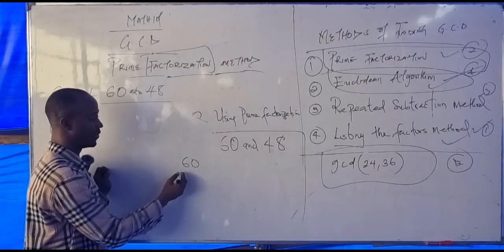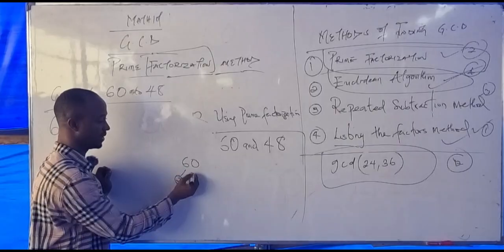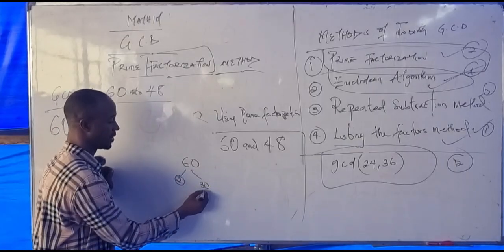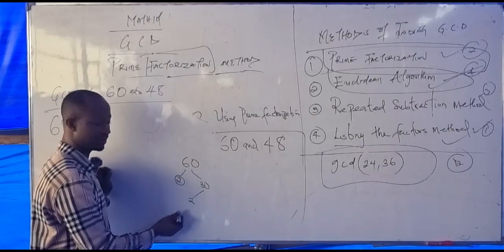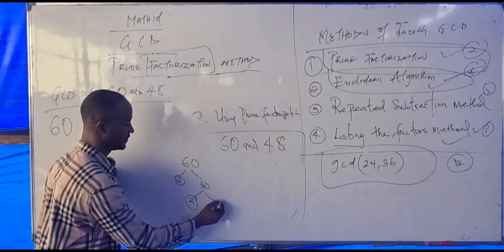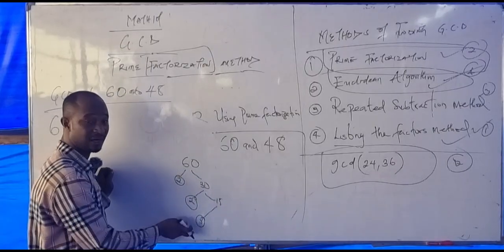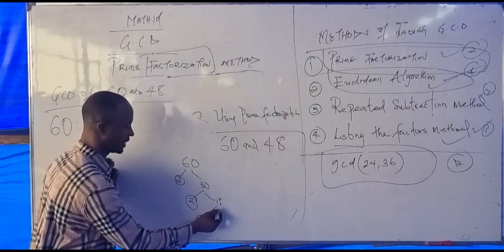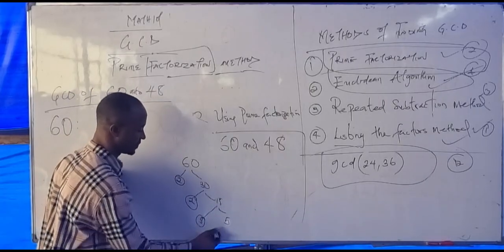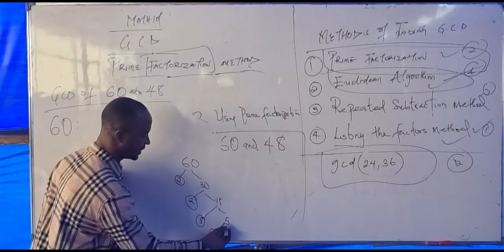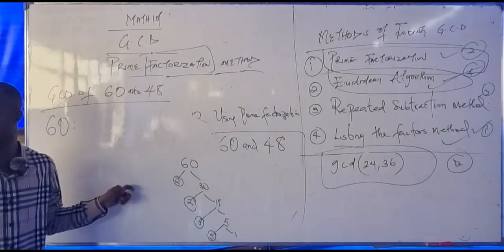60, right? What can go here? 2, right? What do you have here? 30. What can go here? 2 can still go, right? What do you have? 15. What can go again? 3 can still go, right? 3 is a factor. It's a prime number, right? What do you have here? 5. What can go again? 5. What do you have here? 1. Are you seeing what I'm doing now?